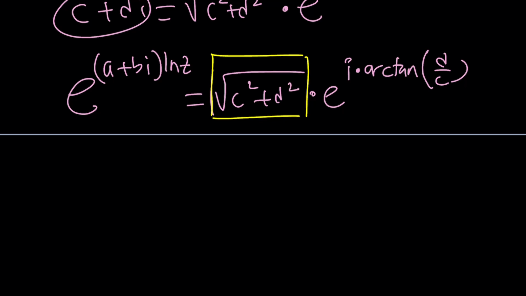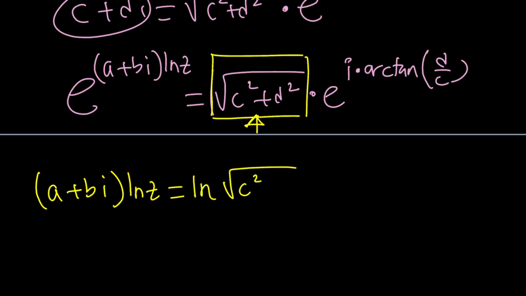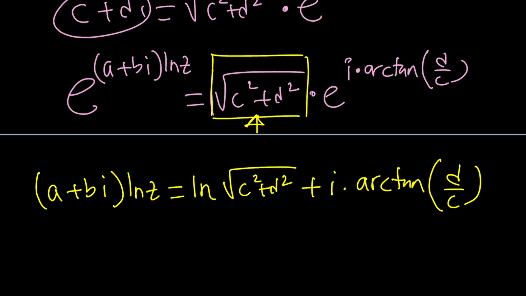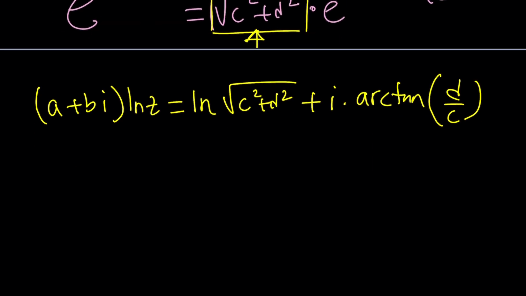So let's go ahead and natural log both sides, and we're going to be getting something like this: a plus bi multiplied by ln z equals ln of this expression, ln of square root of c squared plus d squared plus i times arctangent d over c. Again, I did some simplifications to avoid some complications, but if you wanted to write a more general form, that's perfectly fine too, because this is already complicated enough.